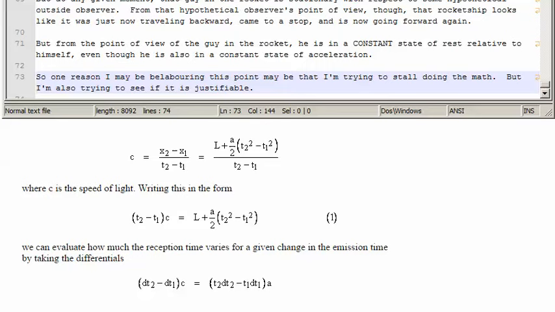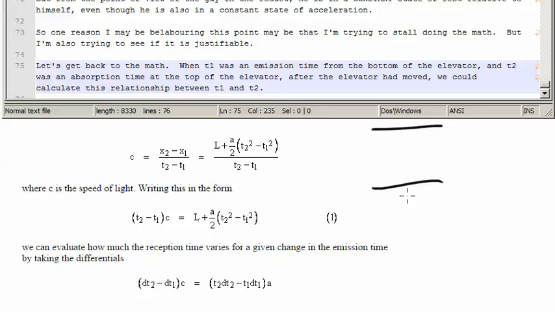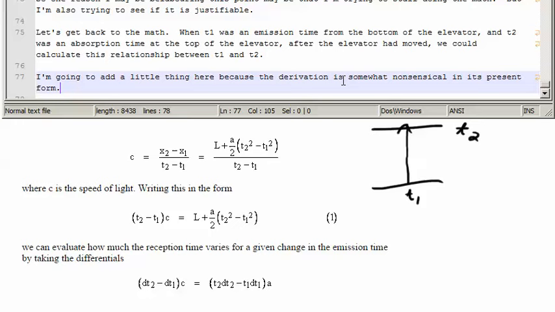When T1 was an emission time from the bottom of an elevator, and T2 was the absorption time at the top of the elevator, after the elevator had basically moved at a constant acceleration, A, we could calculate this relationship between T1 and T2. I'm just going to add one little thing here, because the derivation, in my opinion, is somewhat nonsensical in its present form. We need to make both T1 and T2 a function of some other variable.